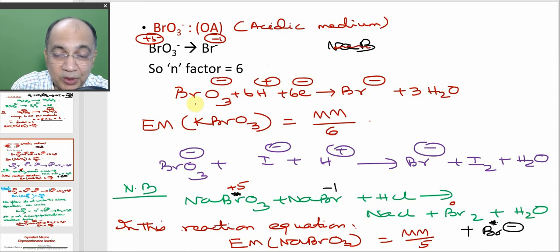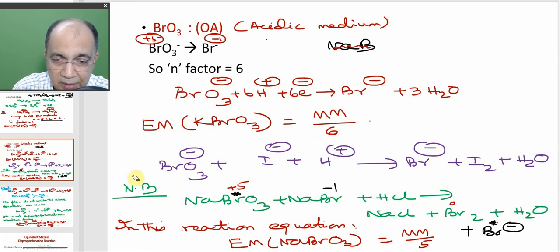Right? So you can also get this by writing the balanced equation in acidic medium. Of course, you have to say in acidic medium. Oh, I've written that. So whether you find this N factor from the change in oxidation number per ion or per molecule, or you go for an ion electron method balance, to find the number of electrons involved for one molecule or one ion of the oxidant or reductant. So in this case, the equivalent mass of KBrO3 is molecular mass by 6.